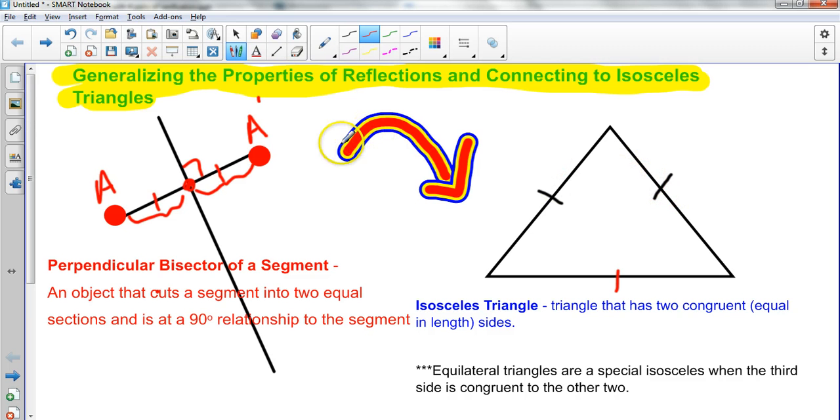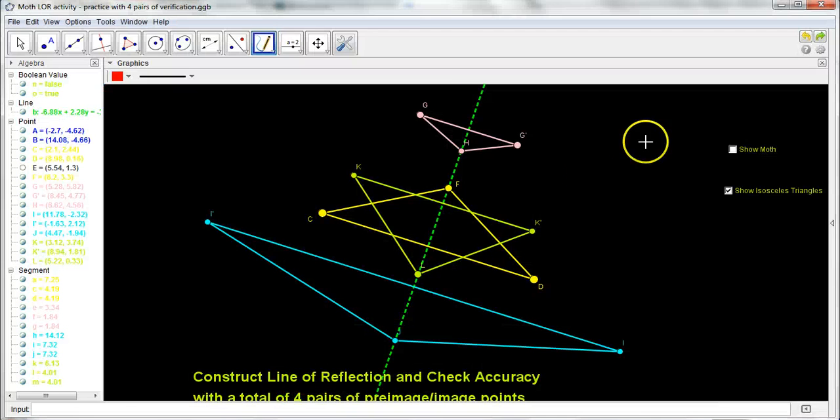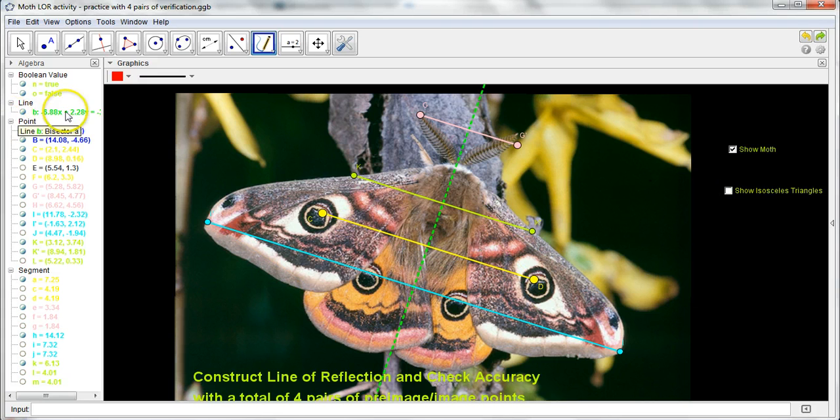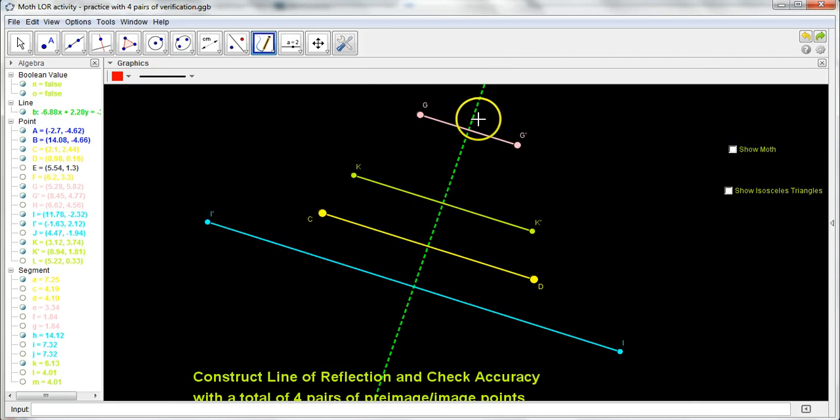Okay, so what is the connection between the properties of reflections and isosceles triangles? So to make that connection for you, I'm going to start with our moth activity, which is this right here. Okay, so this is what you should have submitted a picture like this in a previous quest where you had measurements showing the bisect part, or both of the segments in each of these colored segments here, that both halves are of equal length, and the segments in line of reflection are perpendicular. So this line of reflection is the perpendicular bisector of each of these segments, and it would be true for any pre-image and image point in the picture.